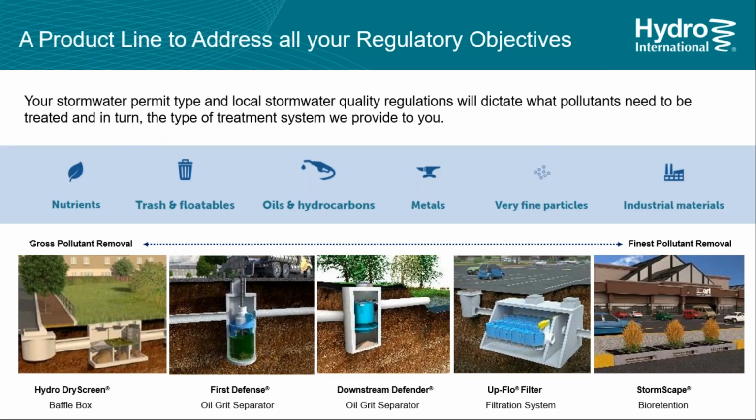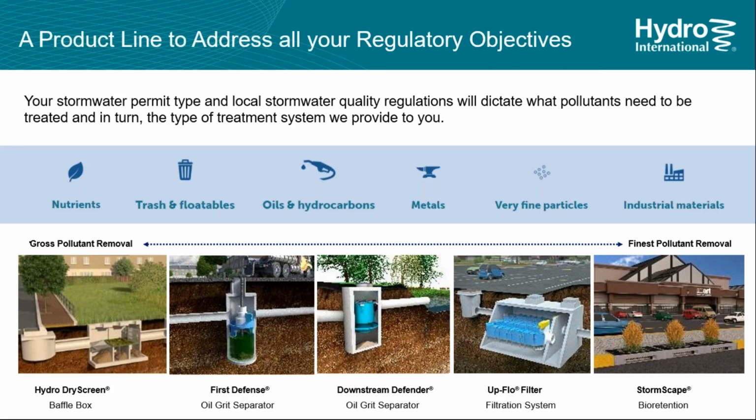So at Hydro, as I mentioned, we have a product for every size particle. On the left, you see our Hydro dry screen, which is really a next generation baffle box. So it's using baffle walls with a horizontal and a vertical screen to address mainly trash and large particles. Not only large particles, but large pipes and large flows. So our Hydro dry screen can accommodate up to a 60-inch pipe and stay online up to 60 CFS. So big pipes, big flows, big particles, big removals.